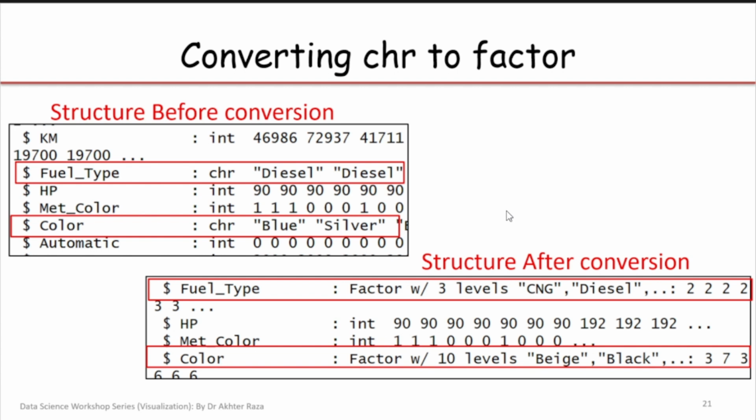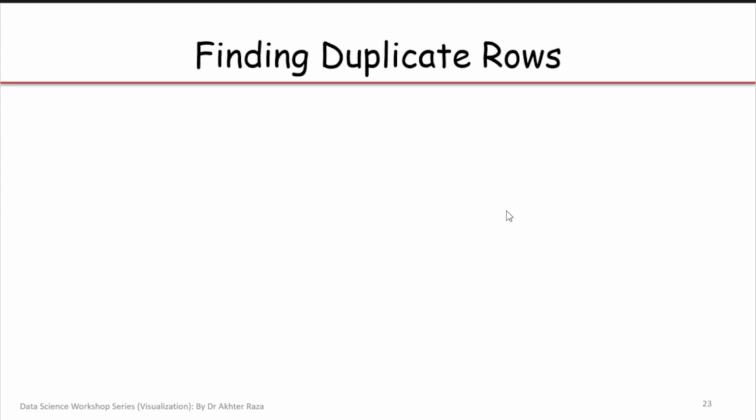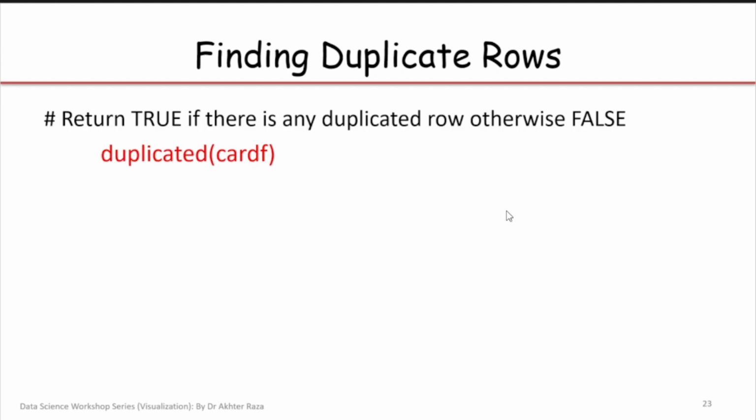The next element is removing the duplicated rows. There are several rows which are replicated in my data file. We have to eliminate them by using the duplicated function. What does the duplicated function do? The duplicated function indicates the true and false status of every row which is replicated. If a row is replicated, it represents a true. If a row is not replicated, it represents a false.